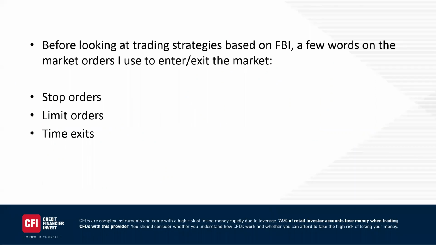Okay, so before we look at trading strategies based on FBI, a few words I want to say on market orders I use to enter and exit the market. They break down into three types of orders. Stop orders and limit orders, I'm sure you're all very familiar with, but I'll just quickly go through them. And also time exits, because I find people don't talk a whole lot about time exits. They talk about maybe where should I put my stop and where should I take my profits, that kind of thing. But there is a big time element to trading that not everybody understands.